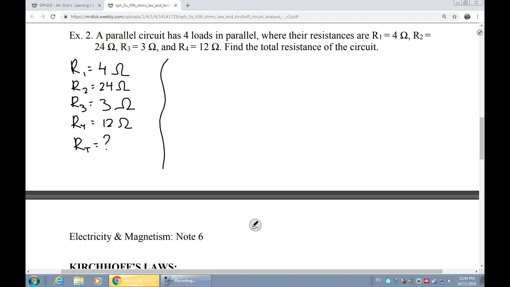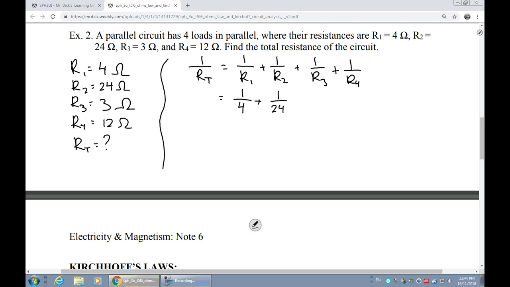So, in general, the formula for us will be that 1 over the total resistance, or in other words, remember that just means the reciprocal of the total resistance, is equal to the reciprocal of each resistor added together. And in this case, we have 4 of them. So we'll just write down all 4. And then, of course, in our next step, we'll just plug in the values that we have. So it's really 1 over 4 plus 1 over 24 plus 1 over 3 and 1 over 12.